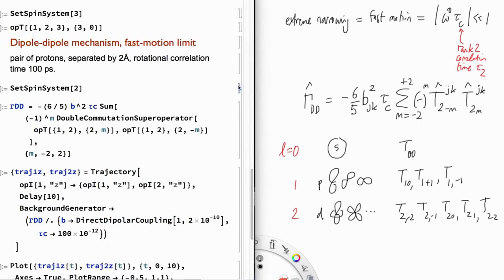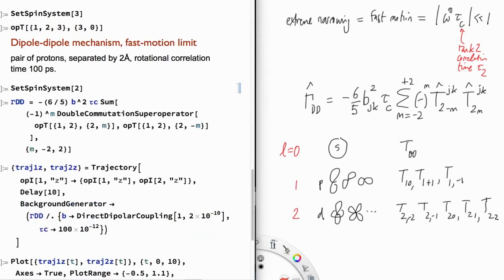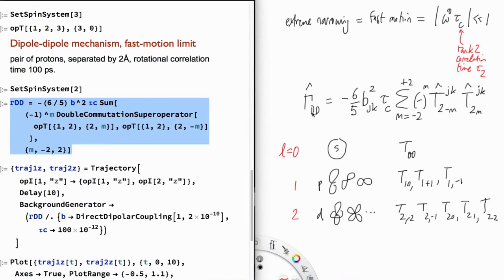So we go back to a two-spin system. And here I've simply written the expression in SpinDynamica language for the dipole-dipole relaxation superoperator in the extreme narrowing, fast motion limit. We have the square of the dipole-dipole coupling constant, here just left symbolic as B. The rank 2 correlation time tau C. The sum over all 5 spherical tensor operators with m going from minus 2 to plus 2.